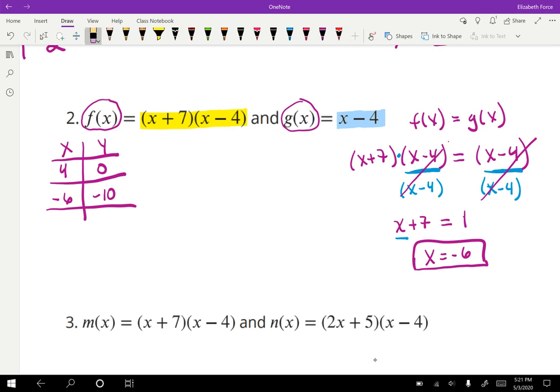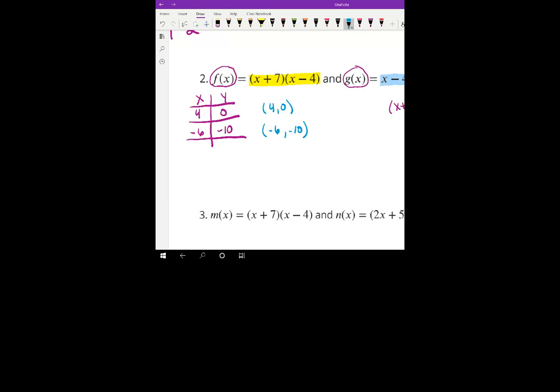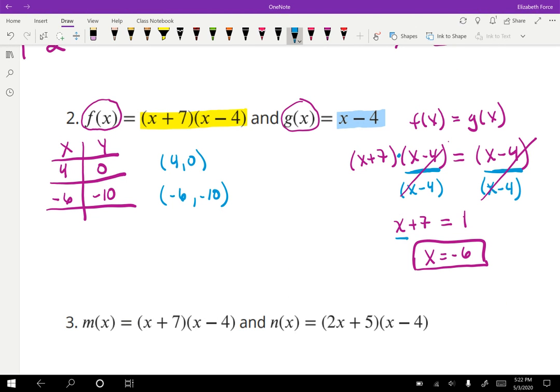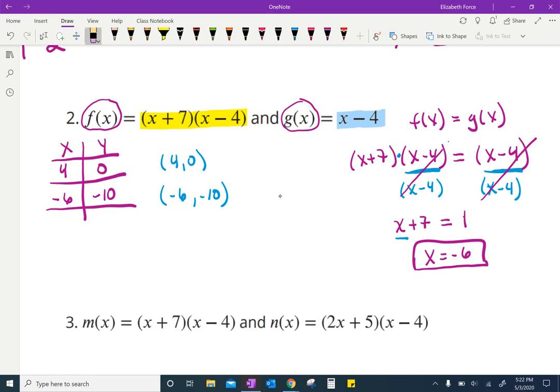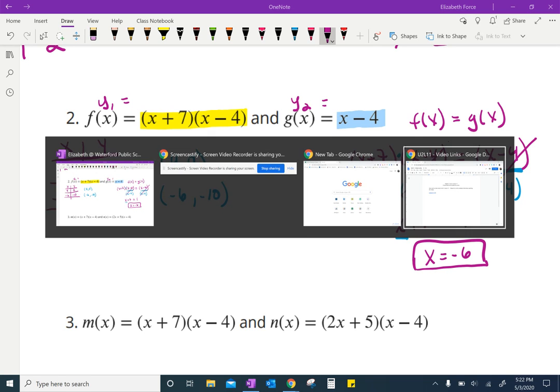So there are our 2 points of intersection, so I'll rewrite them. We're crossing at (4, 0), and we're crossing at (-6, -10). So keep those 2 points in your head. Oops, sorry for my screen flipping. Because we're also going to get our answers by Desmos, right? And we're going to put f of x into one of the graphs, right? We're going to put this into like y1. And then we'll put g of x into the second line as y2. So (x + 7)(x - 4).